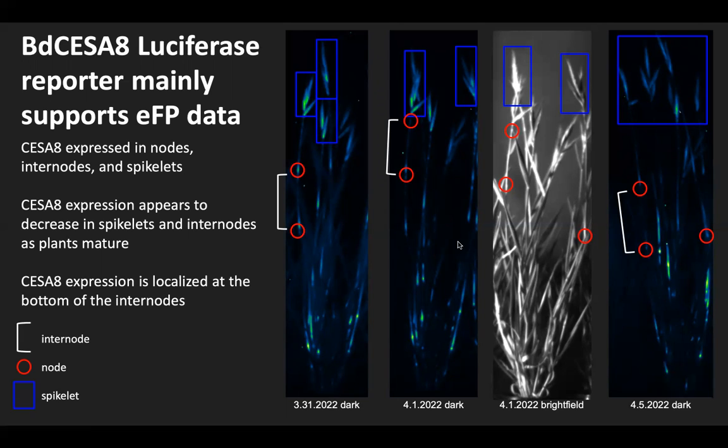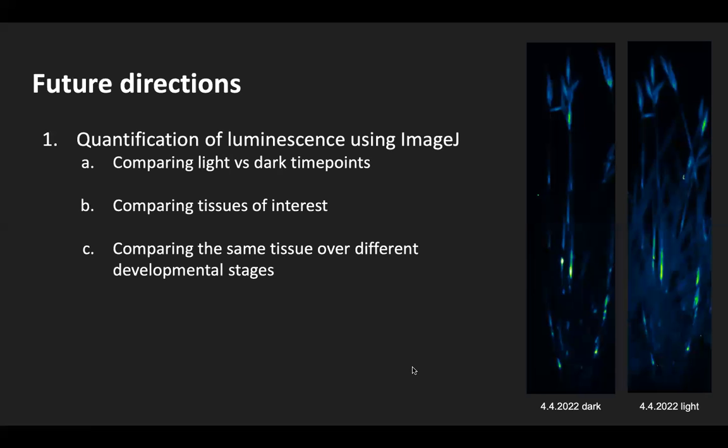One other thing to note is that CESA8 expression seems to be localized only at the bottom of the internodes and not at the top, which could be the result of secondary cell walls not being expressed at the top of internodes. And this bright field picture, this third picture right here, is to show the parts of the plant that may not be luminescent, so where CESA8 is not being expressed, just so that you can get an overall structure of the plant.